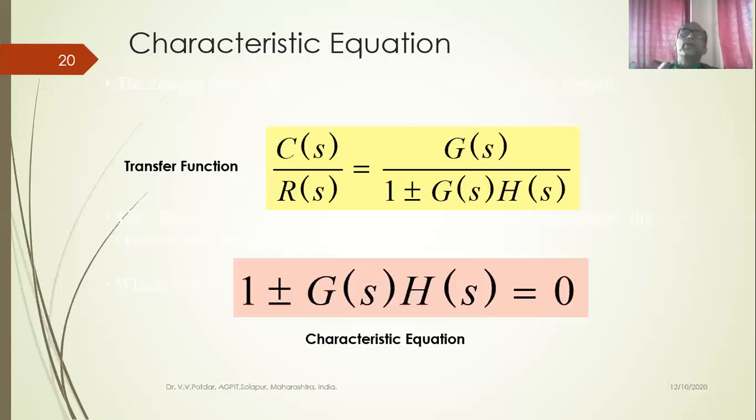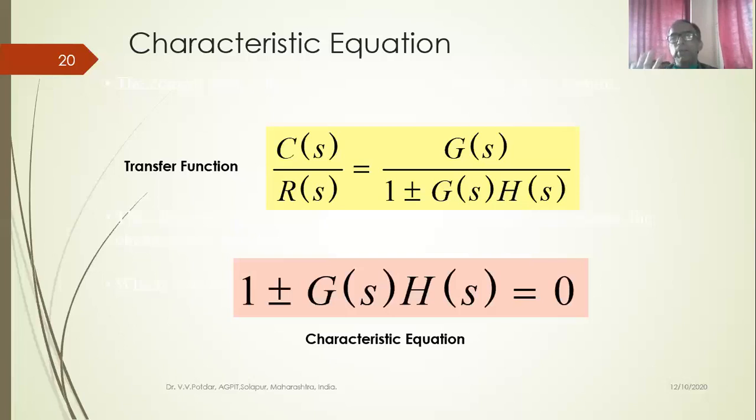And those two values of s will correspond to some values of k, some values of m, and some values of b. Because the equation is s square plus b by m into s plus k by m. Isn't it? When I solve it, I'll be getting s equal to some values related to b, m and k.